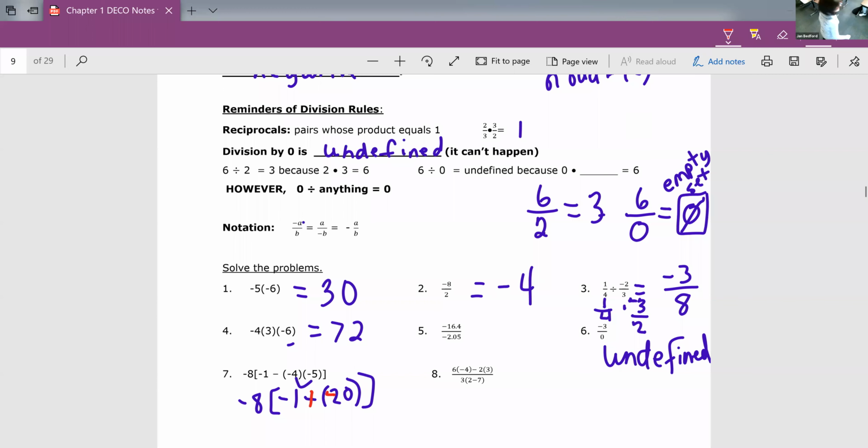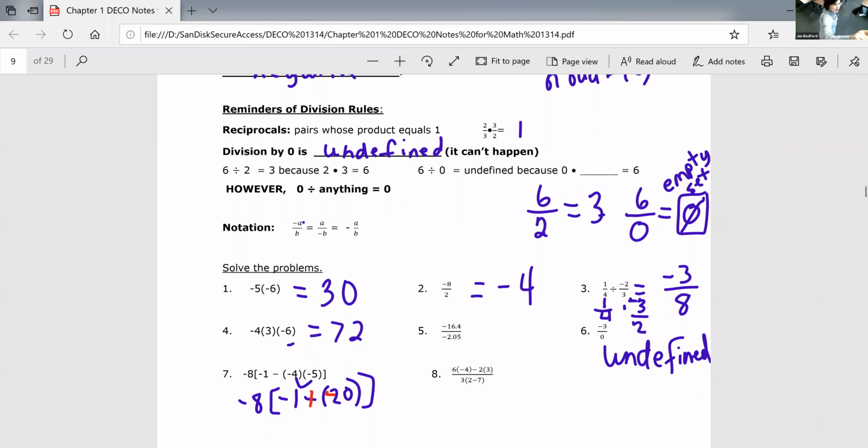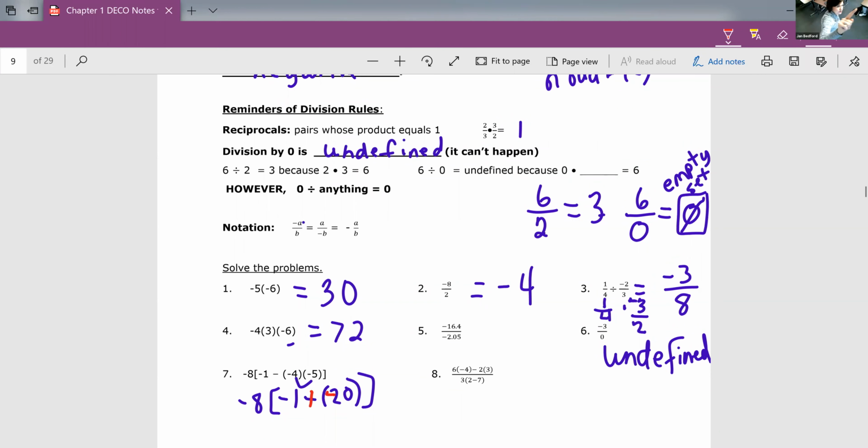Now, is that hard to add? I hope you say no. What is -1 plus -20? So if I take -8 and I multiply it times -21, what's the sign of my answer? Positive. And what's 8 times 21? 168. Okay.